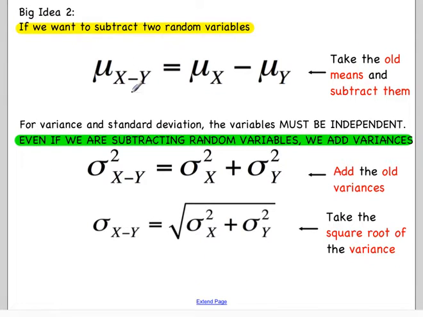When you're subtracting two random variables, you can subtract their means, but we add the variances. That was that kind of weird thing that we figured out on the Delicious Dogs worksheet, that even when you're subtracting the two random variables, you still add the variances. And then again, to get the standard deviation, take the square root of whatever you got for the variance.